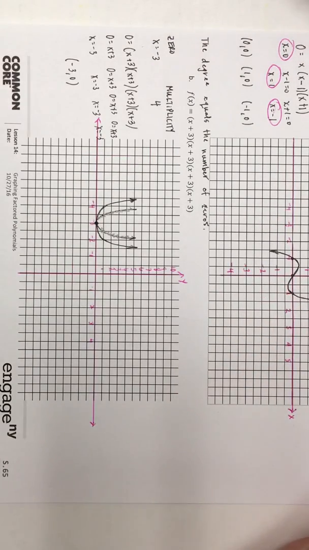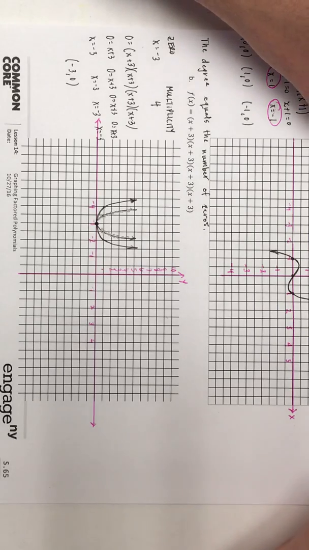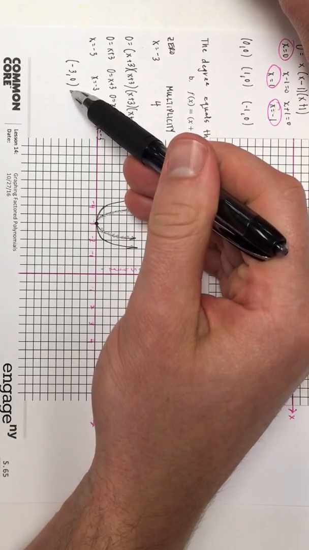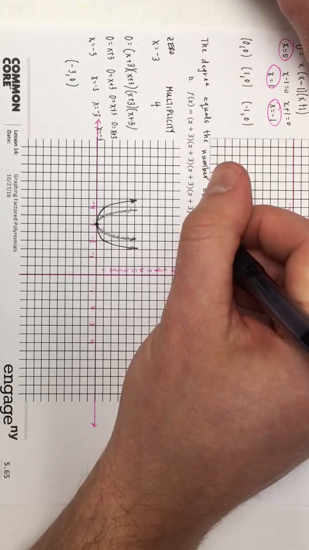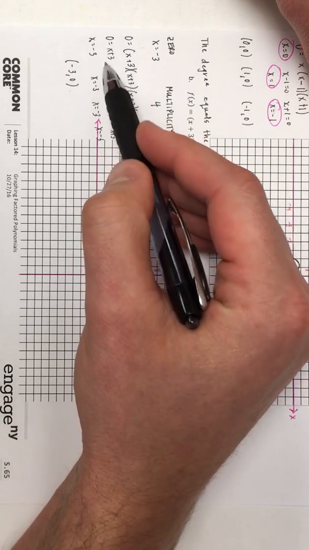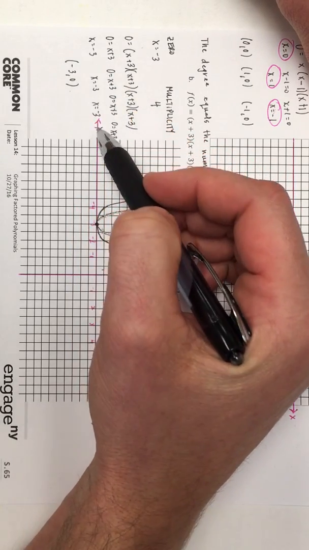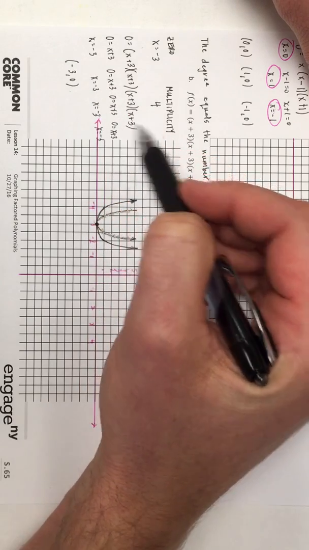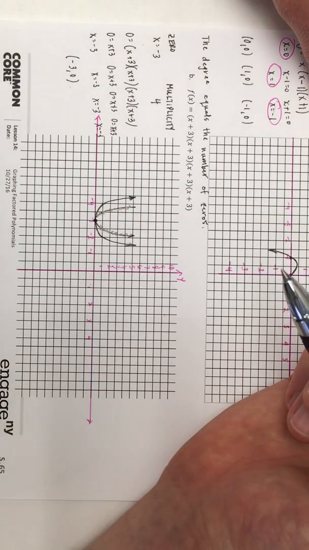So as we go through, and finally the connection is, how does the degree of the polynomial compare to the x-intercepts of the graph? Well, there's only one. But my degree is really a 4th degree polynomial. I can tell that by the number of factors. I can tell by the number of times I see x plus 3. I can tell that by the multiplicity.